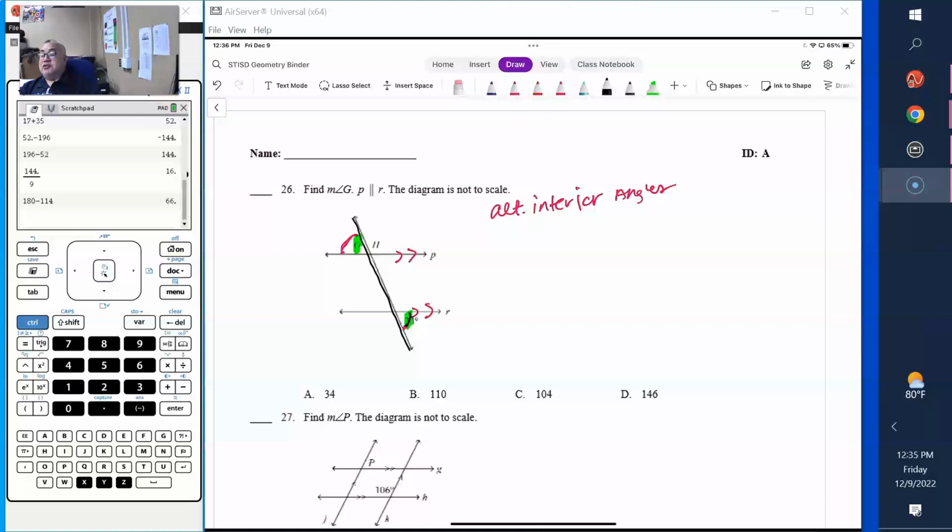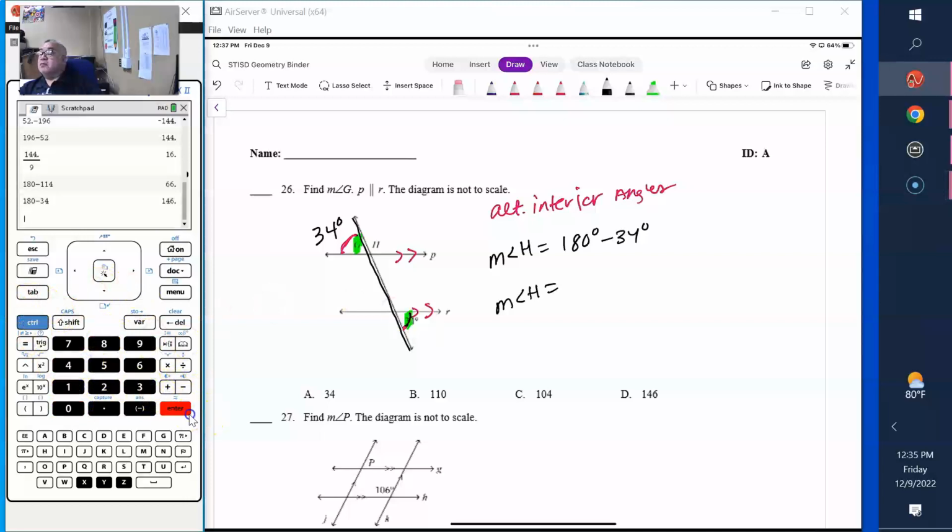Angle H and angle G form a linear pair. And if they're a linear pair, then they're supplementary. So to find the measurement of angle H, all I have to do is subtract 180 minus 34 since they're a linear pair. So 180 minus 34 is 146. Now they want to find the measure of angle H or angle G. It's angle G. So your answer is B.